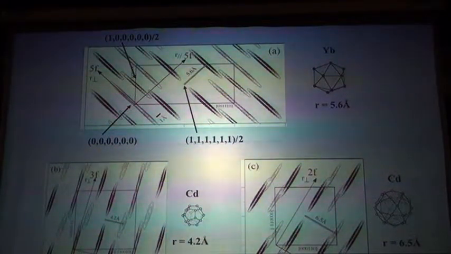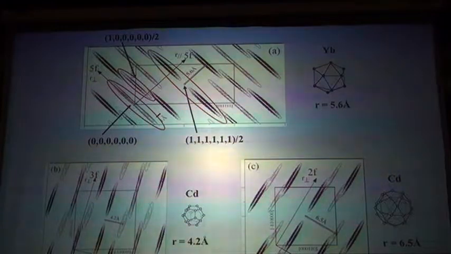So I would like you to see that there are two different contrasts in the electron density. The strong ones correspond to ytterbium, and the weaker ones correspond to cadmium. So then here, you look at the one here in high dimension: here is the vertex, and this is the edge center, and here is the body center.